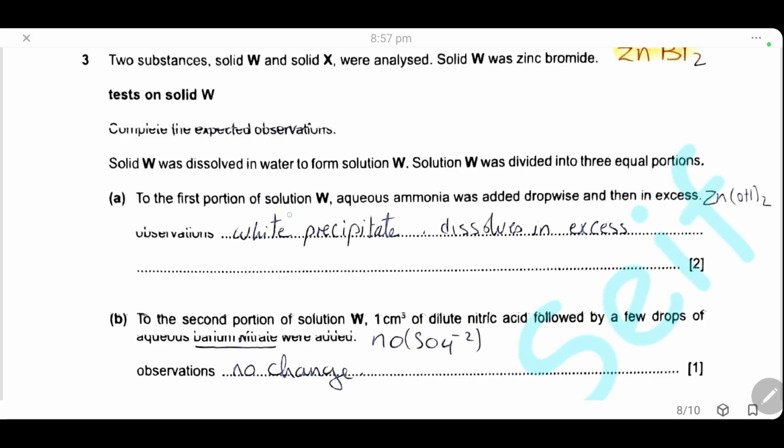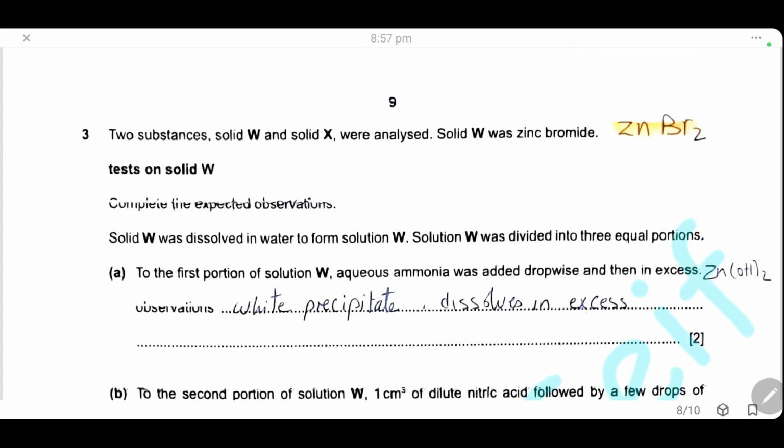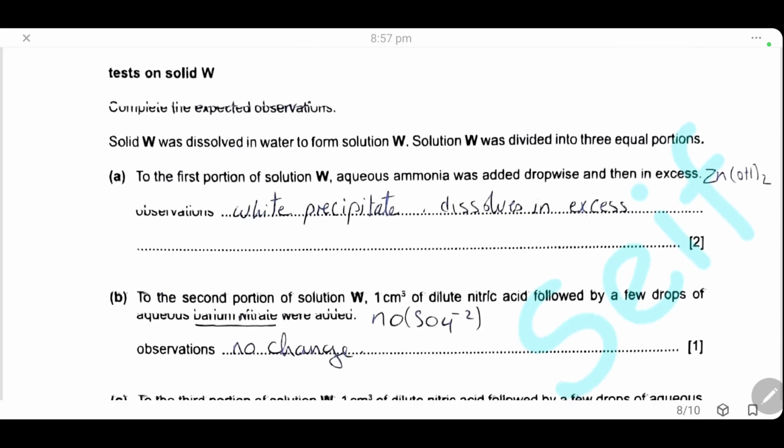The first portion of the solution, we add aqueous ammonia, then dropwise, then in excess. When we add aqueous ammonia, we should expect that we will have a precipitate of zinc hydroxide, white. The observation will be white precipitate, and it will dissolve in excess ammonia.